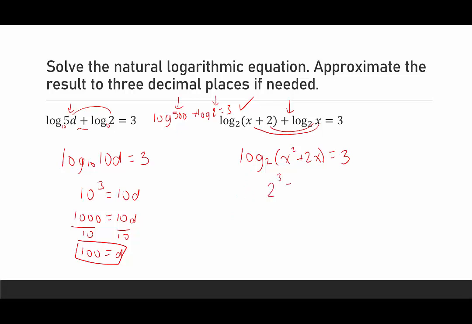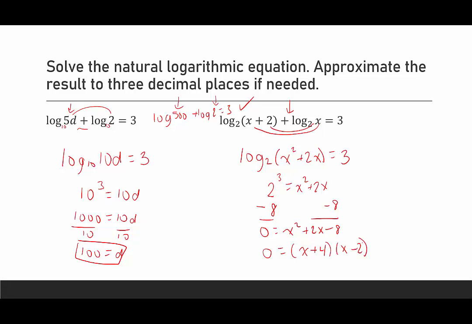Now that I have just one single log, I can put this in exponential form. That would be 2 cubed equals x squared plus 2x. Since this is a quadratic equation, I do want to set it equal to 0. I could use completing the square, but I think this is going to be factorable. Usually these are. So I'll set it equal to 0. 2 cubed is 8, so I'm going to subtract 8 from both sides, and we get 0 equals x squared plus 2x minus 8. Target product is negative 8, target sum is 2. This is going to factor into x plus 4 times x minus 2.